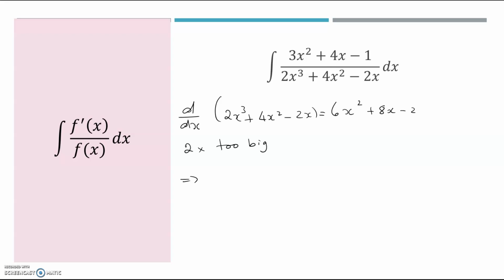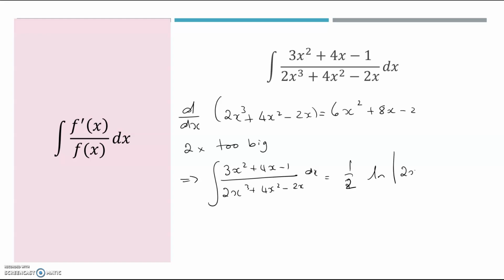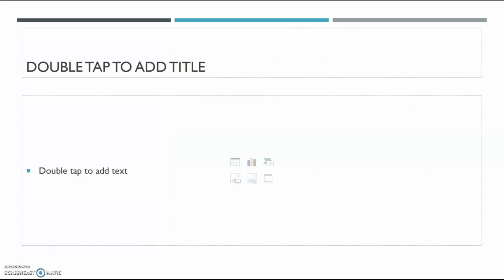So all we need to do then is say the integral of 3x squared plus 4x minus 1 over 2x cubed plus 4x squared minus 2x. Okay, it's 2 times too big, so we divide it by 2. And we're done. Now let's see if I can put in a new slide.